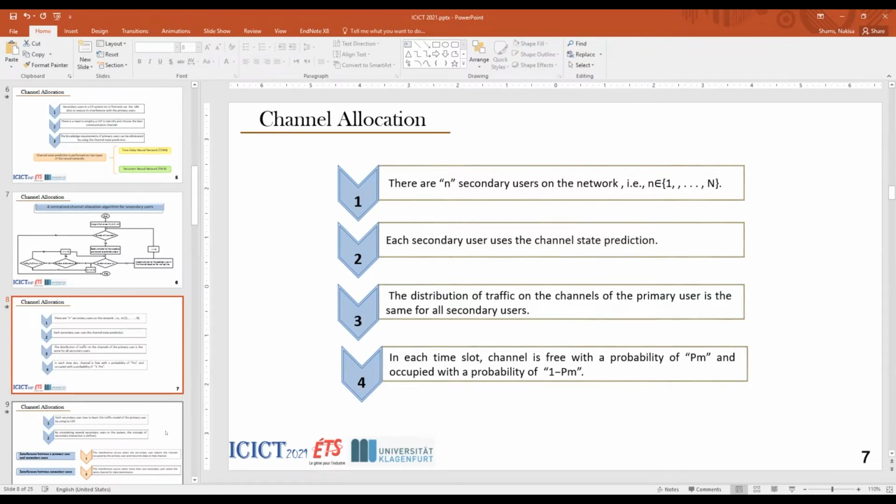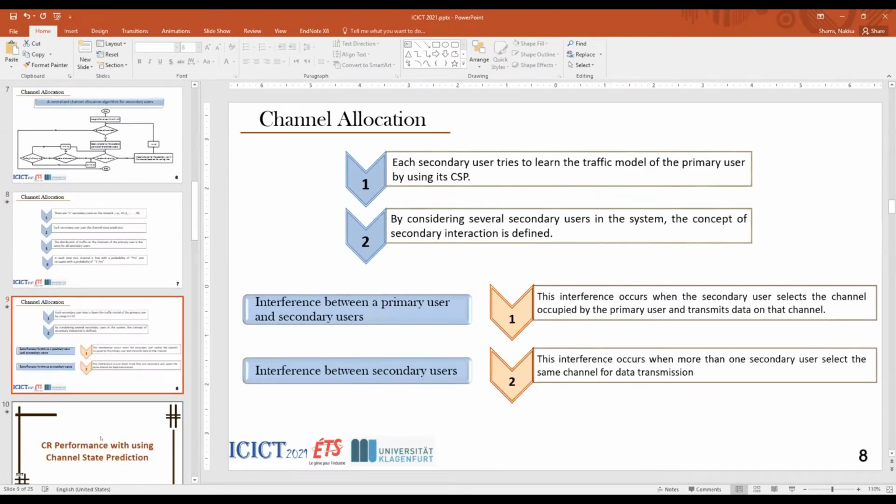Actually, this assumption is for simplification, because in the real world we don't have a static traffic distribution for a channel, and it would be very hard to simulate the real distribution of the traffic for primary users. So for simplification, we consider that all secondary users see the primary user as static, and in each time slot the channel is free with a probability of PM, and occupied with a probability of 1 minus PM. Each secondary user tries to learn the traffic model of the primary user by using its channel state prediction.